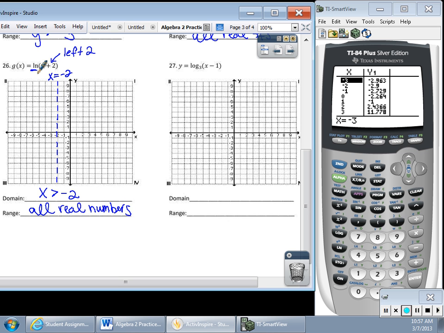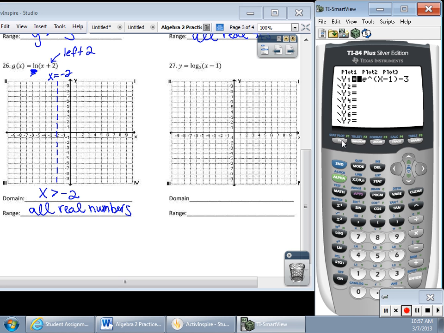Now, because it's a natural log function, we can use our calculator to get us some nice points here. Clear that. We're going to have the natural log of x plus 2. The plus 2 is inside the parentheses, and so I type it as so. Look at a table, and we get some good values here.